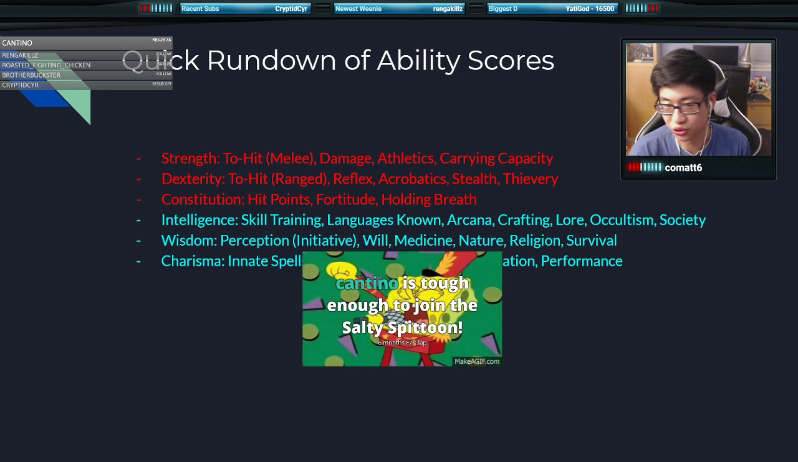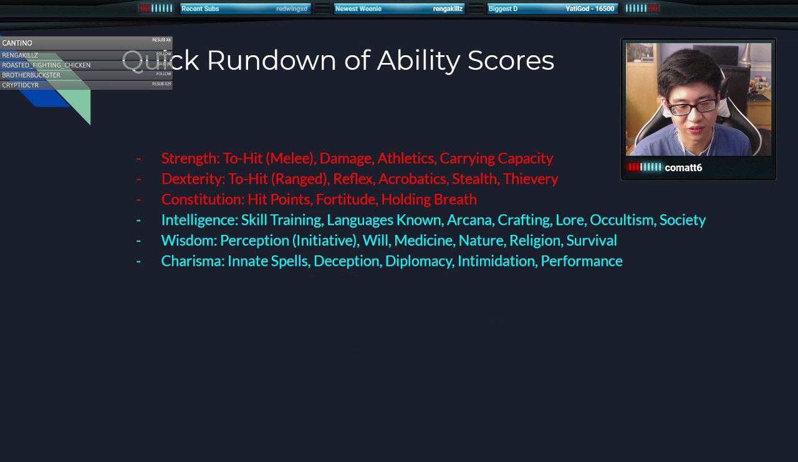It also affects your will saves, which is important, because those are the things that affect your mind. And if you fail a will save, you might die, or more importantly, kill the rest of your party. It also affects other skills that you need patience and some sort of discipline with, so it affects medicine, nature, religion, and survival checks. Finally, charisma.